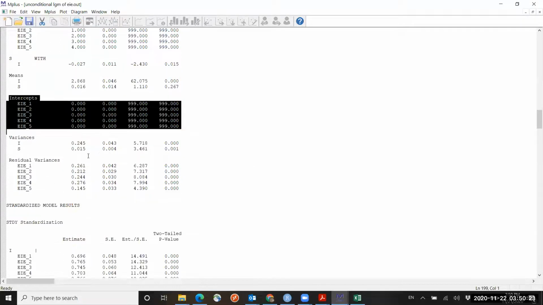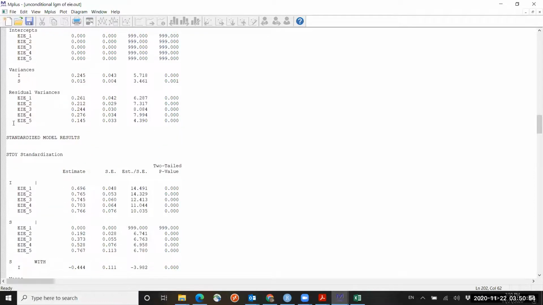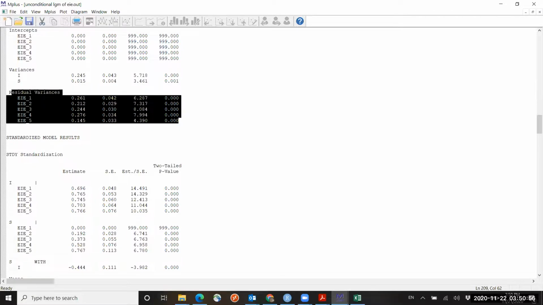The variances here. So note that the variances are statistically significant. So there is variance in both intercept and slope, but not that much. I mean, if you take this variance here, you take the square root of it to get the standard deviation of the slope, you see that it's small, right? So individuals vary, but not that much. And now the residual variances are here. They're typically not that interesting. We look at the R squared though, instead of looking at the residual variances.